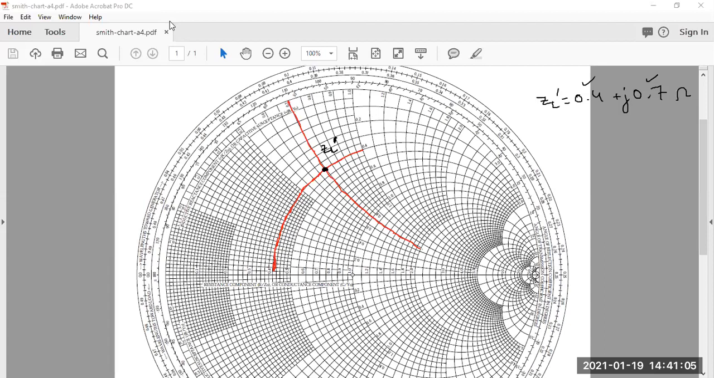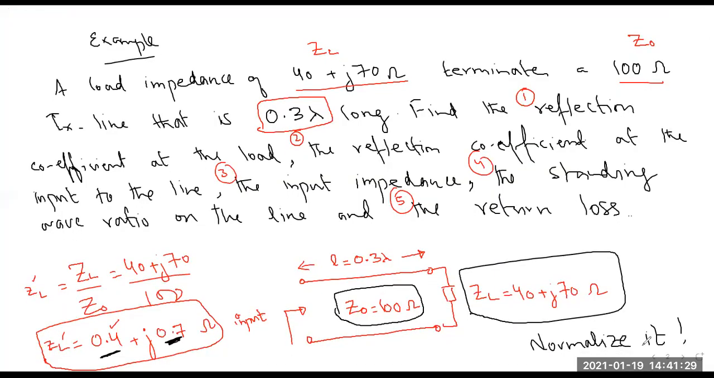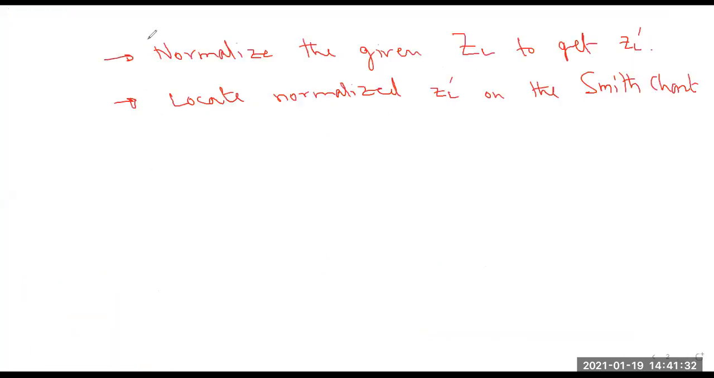Okay, and this is the general method. Whenever you are asked to locate any given impedance on the Smith chart, this is what you are going to do. You need to find out the intersection of the resistive circle and the reactive circle, and the intersection point is going to be the location on the Smith chart. So if I go back to the actual discussion that we are having, what we have done is we have normalized the load impedance, and then we have located the normalized impedance on the Smith chart. So we have completed this step.